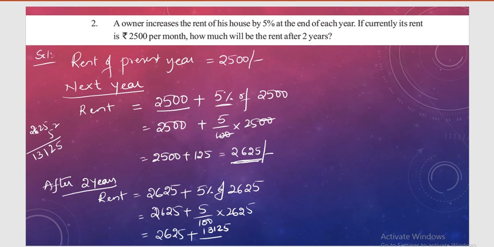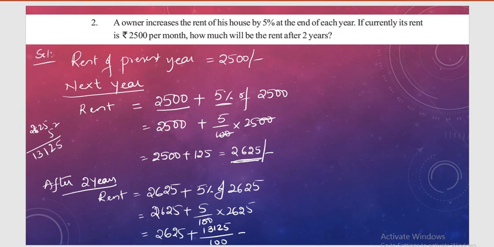13125 divided by 100. Now what am I going to get? 2625 plus 13125 divided by 100, which means I need to leave 2 decimal places. So 131.25. When I add it, for this I need to add 2625. Then this becomes 0.25, 5 plus 1 is 6, 3 plus 2 is 5. So 2756.25. This is my rent after 2 years.